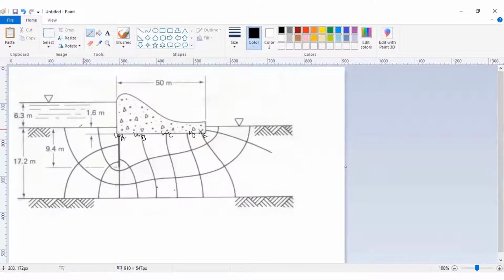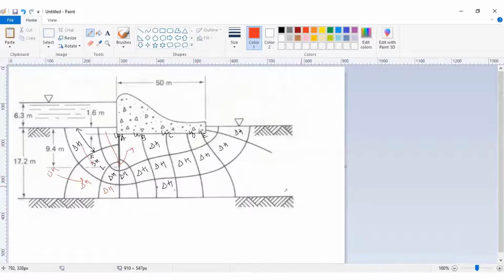You know that between two consecutive equipotential lines, the head loss is the same. Whether you take this or this, the head loss is the same: delta H, delta H. This is the assumption with which you draw the flow net. So whatever channel you select, whether you follow this channel or this channel, the delta H will be the same.